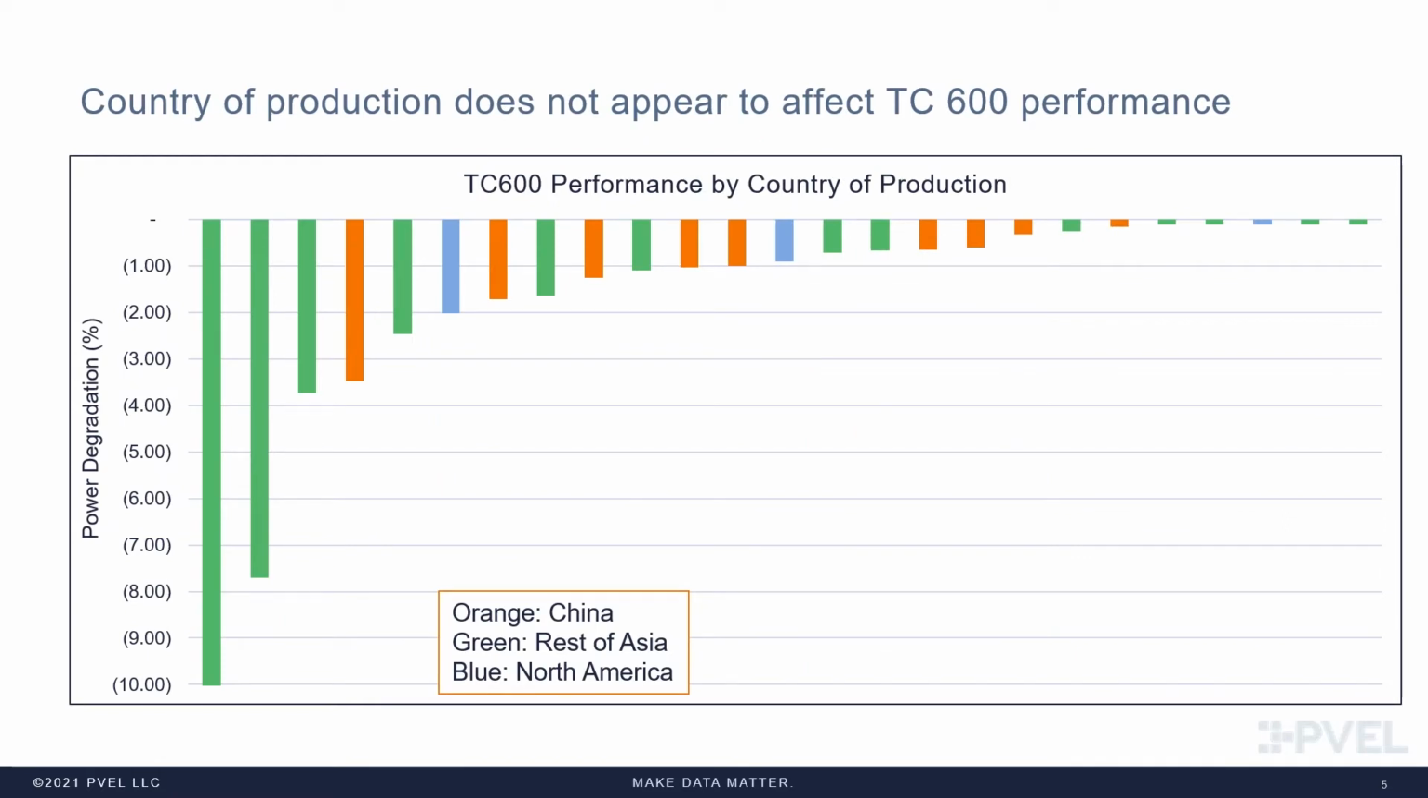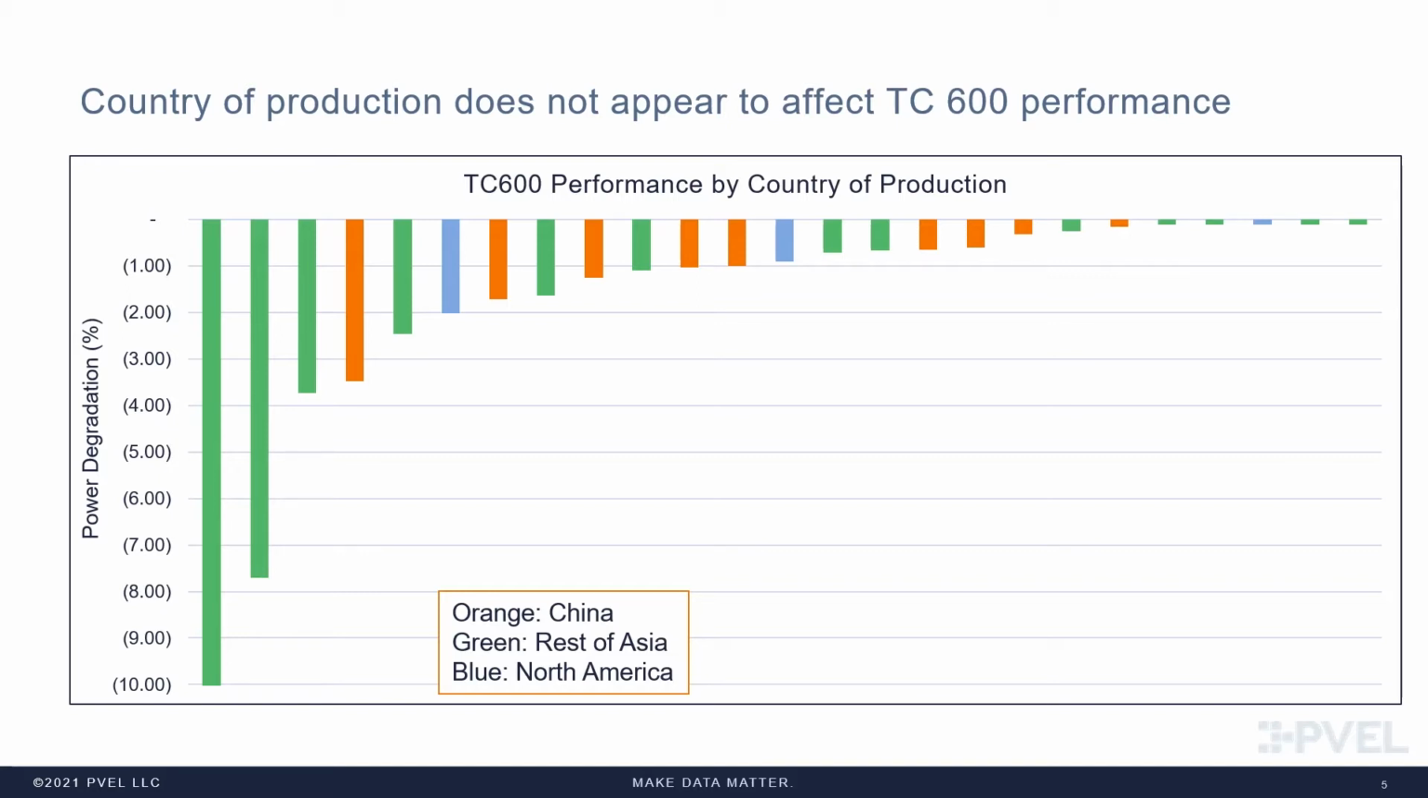This chart shows the degradation after 600 thermal cycles across 26 different manufacturers. Each bar is the average of a number of modules, and the different colors represent the region of manufacture. So as you can see, there's a fairly large spread here.